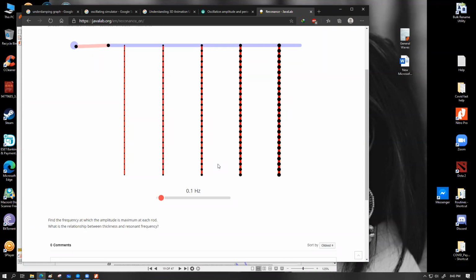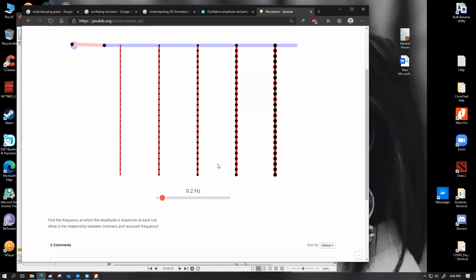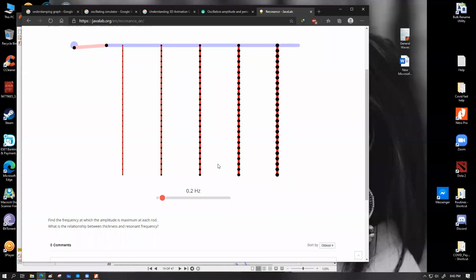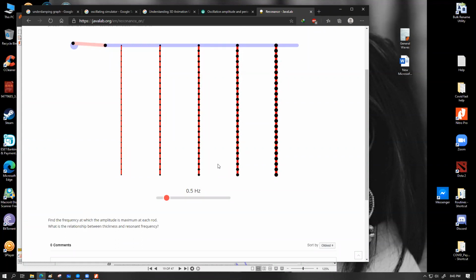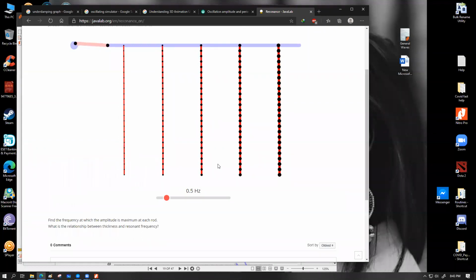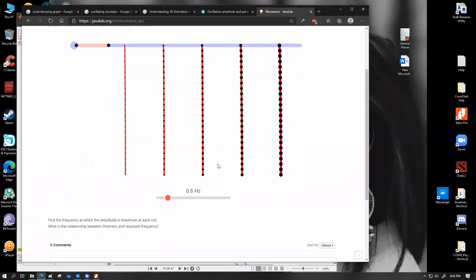At 0 hertz, everything is stationary. 0.1 hertz, almost nothing. 0.2 hertz, we have some movement. Still almost nothing. Now we are having some movement going on. 0.5 hertz, not much. 0.7.